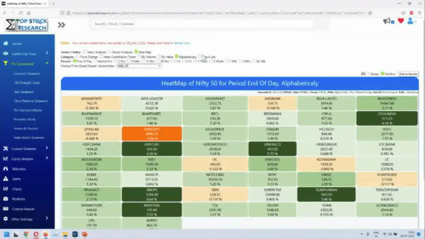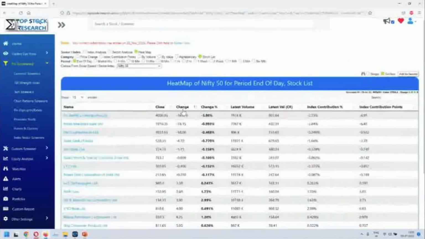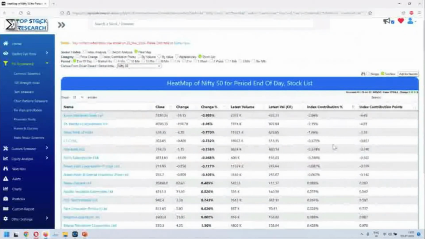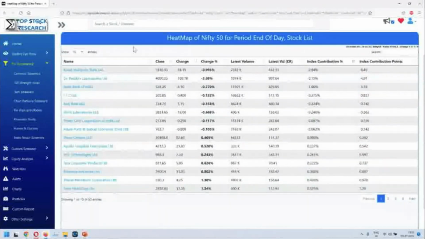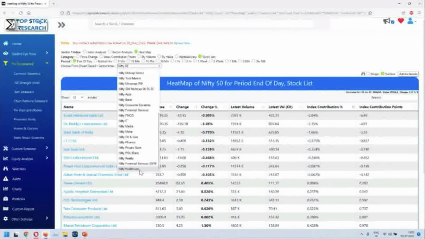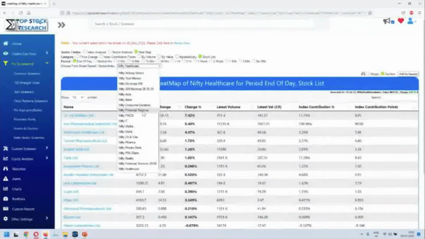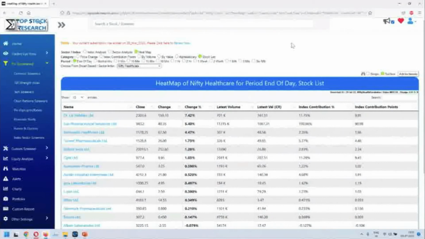So you can look at this listing also. Right? You can sort by any column that you are interested in, on your index contribution. So the same view, what you get in a little bit more colored view, you can get in this view. Right? So alphabetic listing. Feel free to change to anything. You can go to healthcare. You get the stocks of healthcare. Right? So all the major indices are covered, both broad-based as well as sectoral indices. Digits and simple, a lot of things are here.